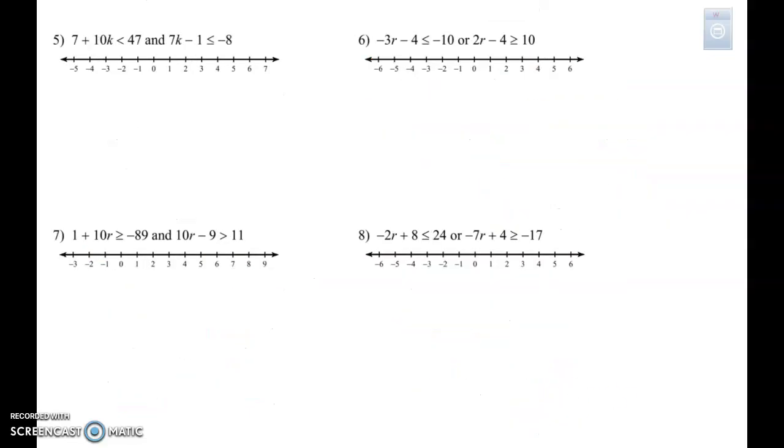Okay, let's go ahead and look at number 5. Number 5, right now it looks like an and, so when I go to graph it, it should fall in the middle. So when I actually solve these out, I'm looking for the center to be the actual answer.